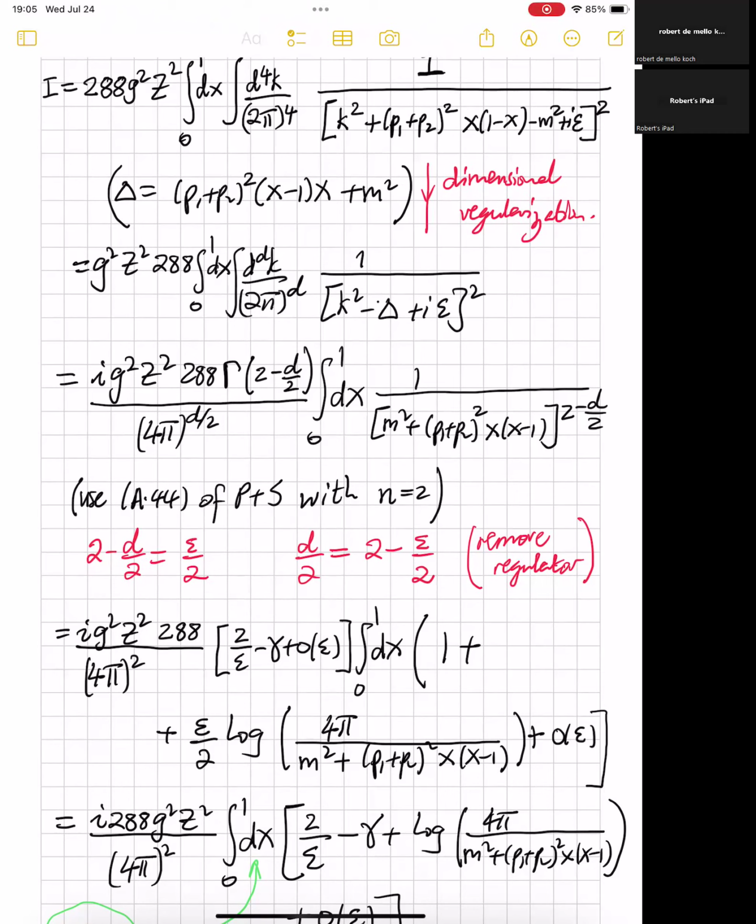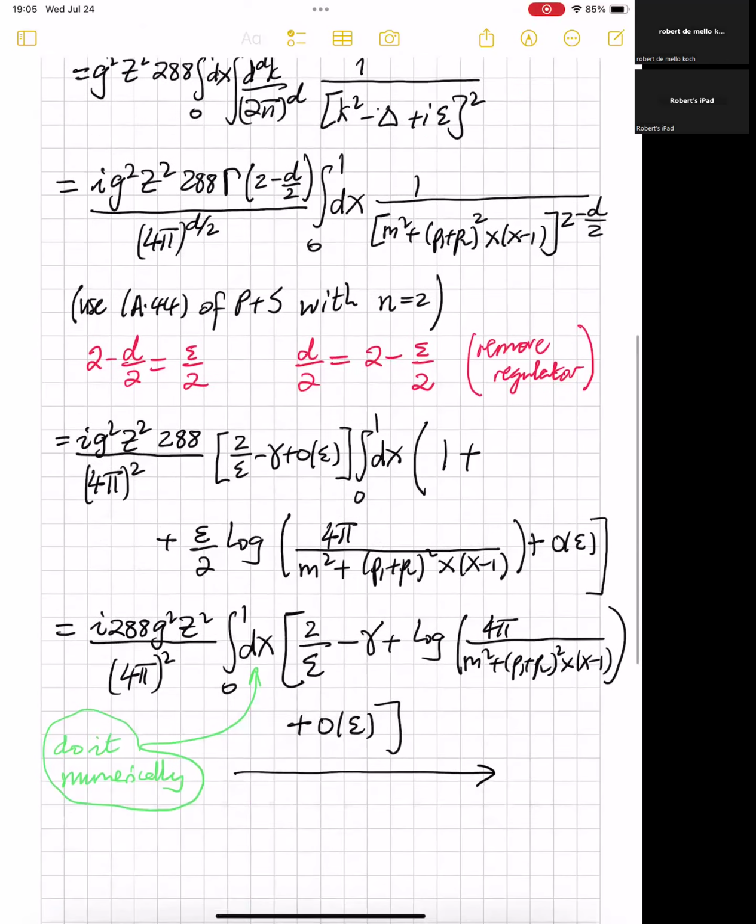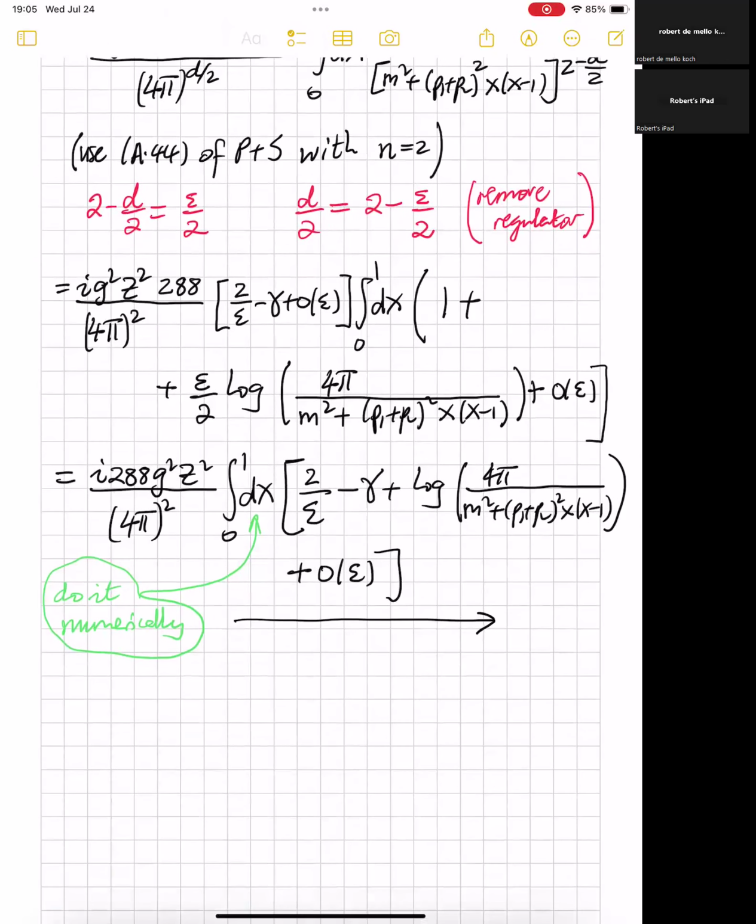We then want to remove the regulator. To remove the regulator, we go back to 4 dimensions. Two useful formulas to remember here are that 2 minus d over 2 is equal to epsilon over 2, and we want to take epsilon to 0, or at least very small, and d over 2 is 2 minus epsilon over 2. So plugging this into that formula and using the expansions for the gamma function and for something raised to the power of epsilon, we got this result over here. And so finally, this is the answer that we got for the Feynman diagram.